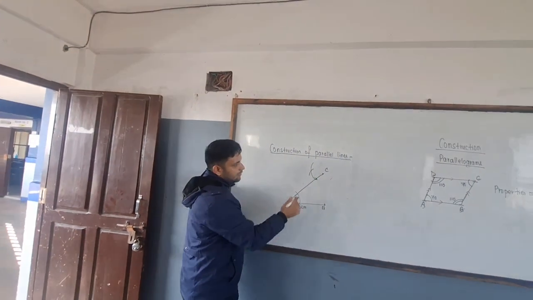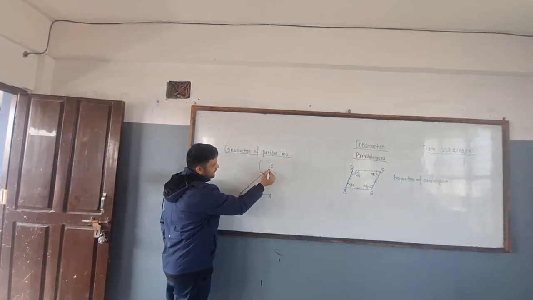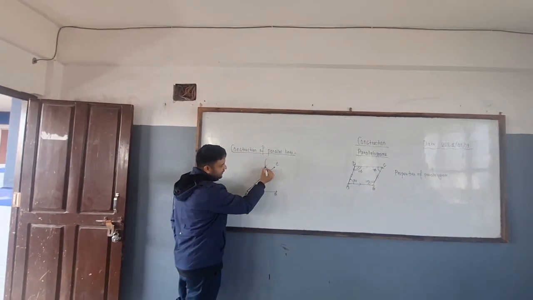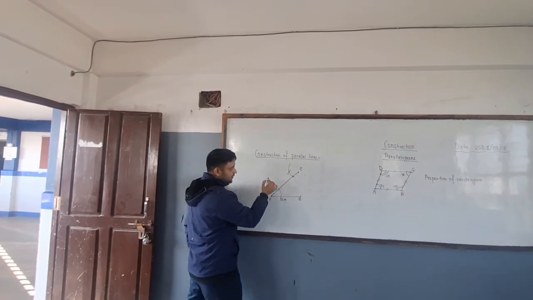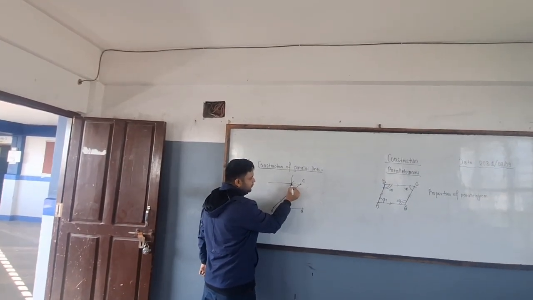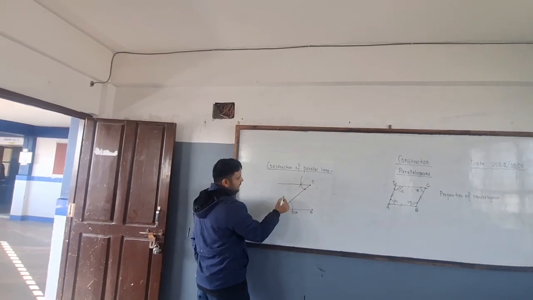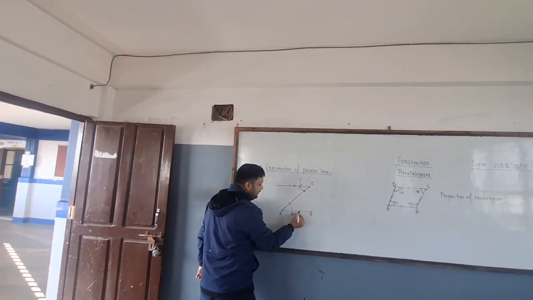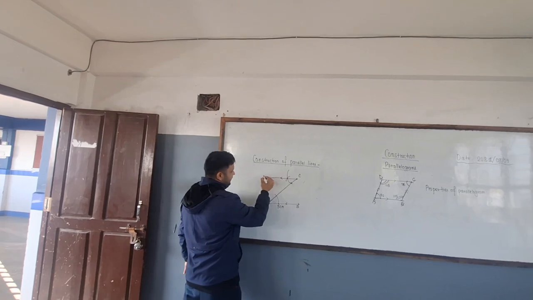Okay. Now you need to draw a line that passes through this point and this point of intersection here. So if you draw a line this way, make sure that it passes through this point and this point. Now if you observe, these two lines are parallel, AB and CD.